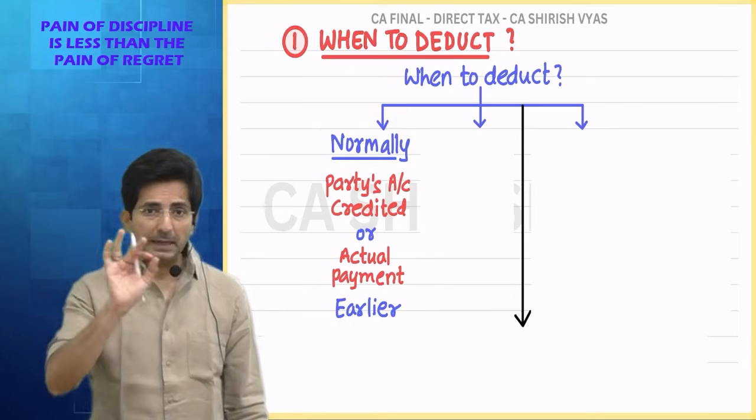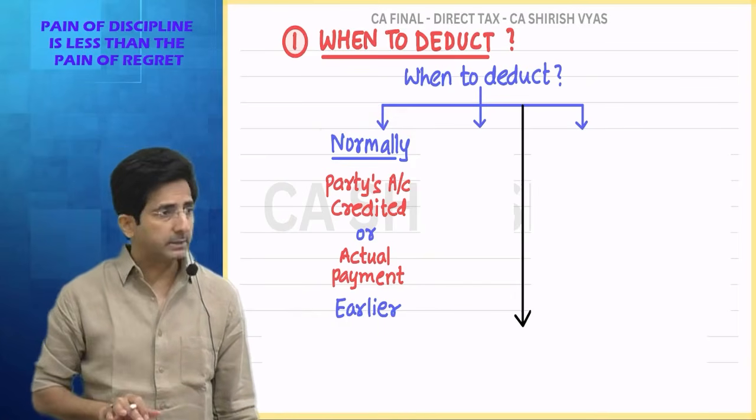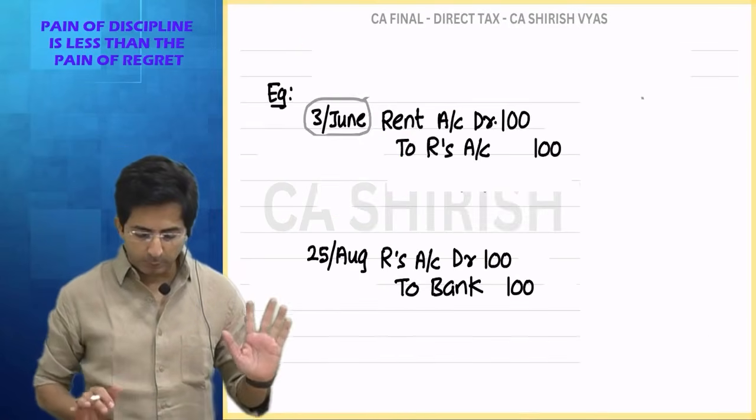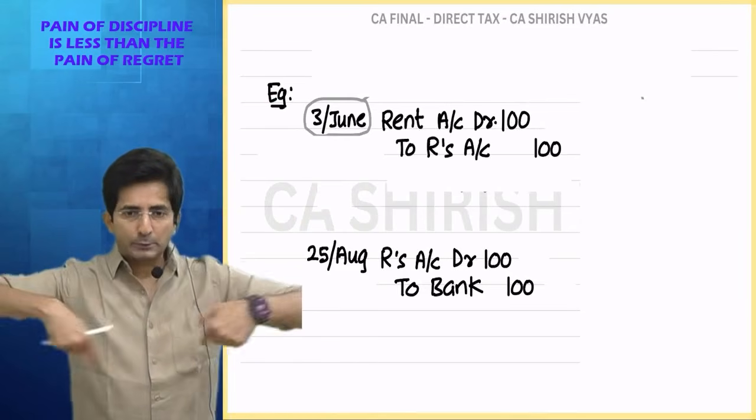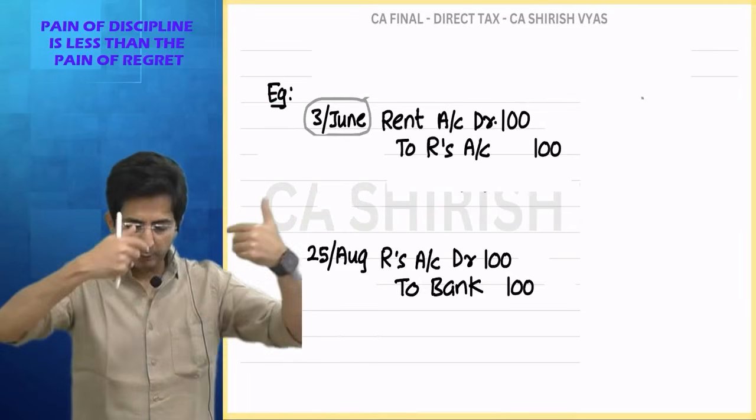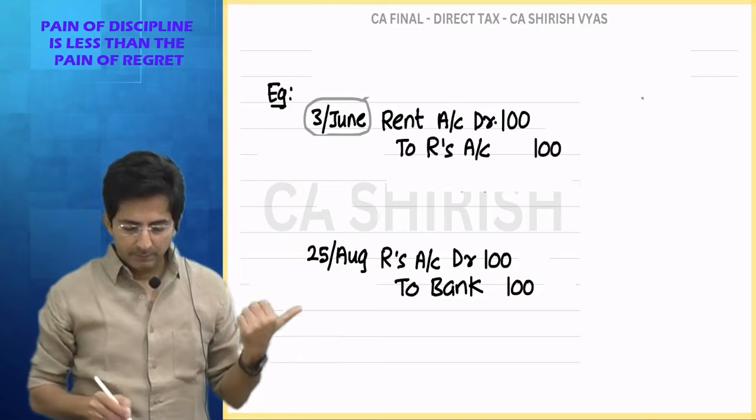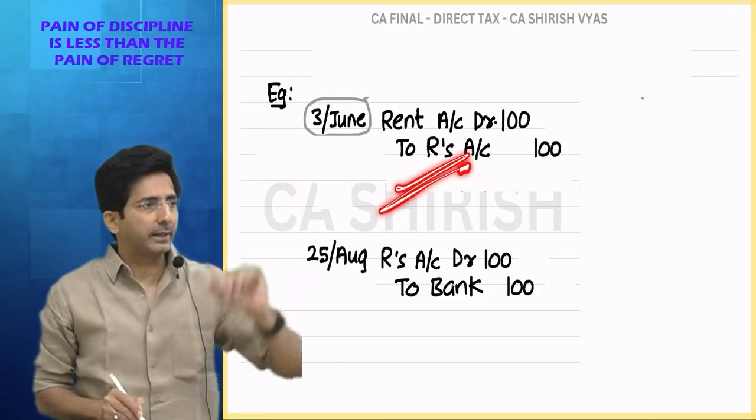At the time when party's account is credited or actual payment, whichever is earlier. Now let me explain with an example. Assume this classroom rent I have to pay to some Mr. R. Mr. R is the landlord of the property.